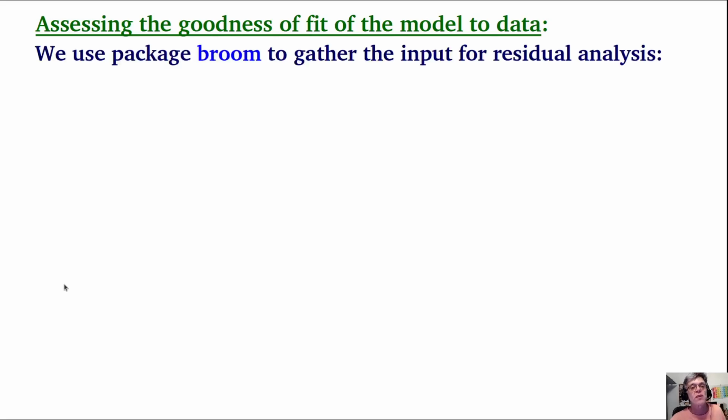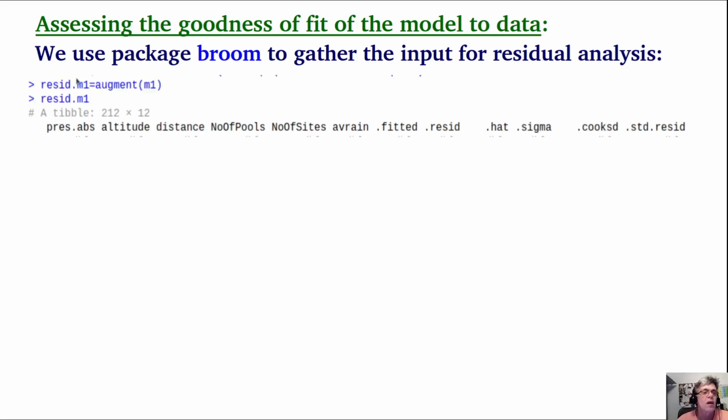So in order to assess the goodness of fit of these models, we again use the package broom to gather the input. We use the command augment. This just shows us that we have a table, a type of data frame with 212 rows, as many rows as data points we have, and 12 columns. The 12 columns are the set of variables that are gathered.